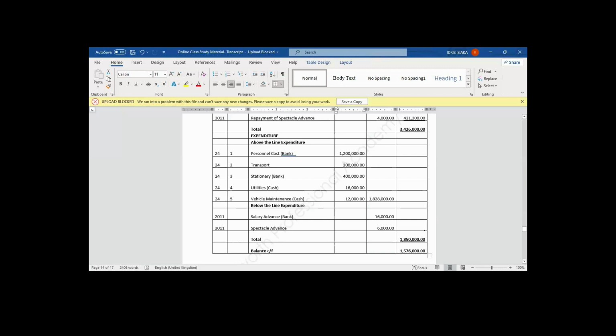Under subtotal? Why do we put them under the subtotal? Because they have different heads. 2011 is a head on its own. 3011, sorry, is a head on its own. Yeah, I've seen it. Thank you. Okay.